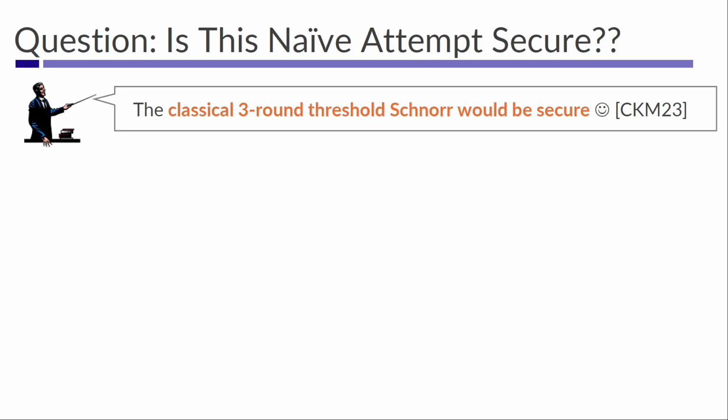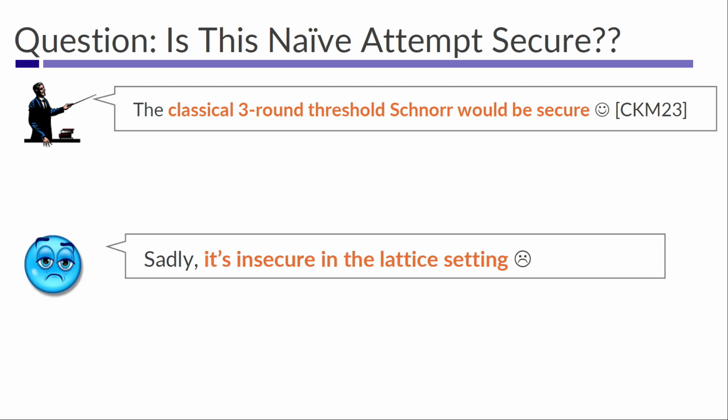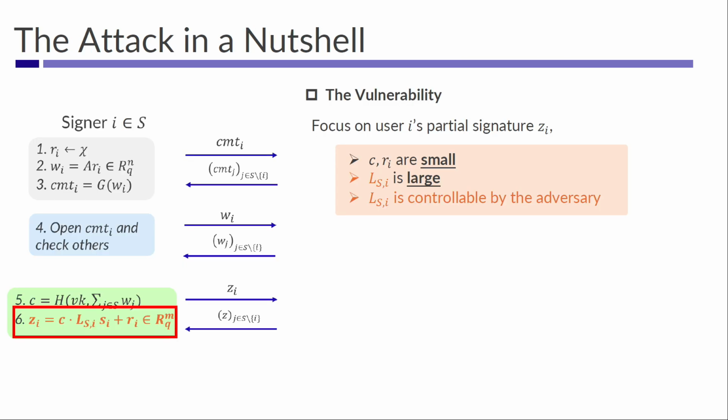So that's the very general template. And obviously the question is, is this naive template secure? In the 3-round classical setting with Schnorr, this was proven secure at last Crypto. The question is, is it secure in the lattice setting? And it's not. And this is why people haven't really, I think, focused on this problem. I've never seen this really documented anywhere, so let me explain why this is going to be insecure.